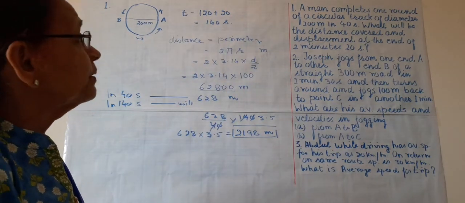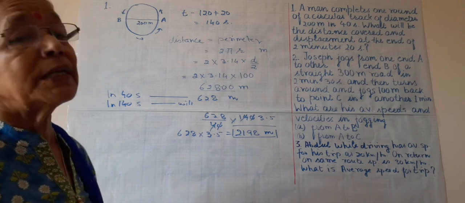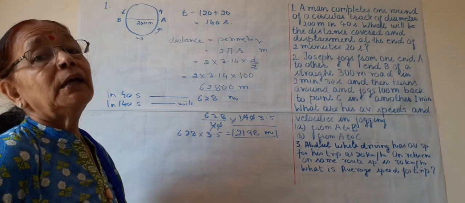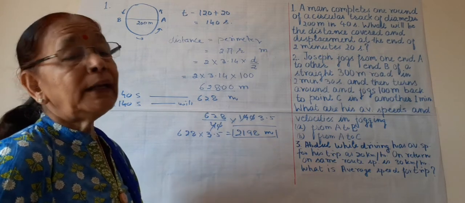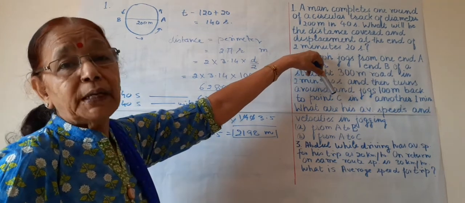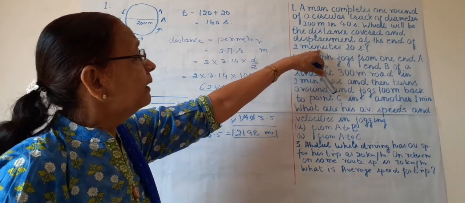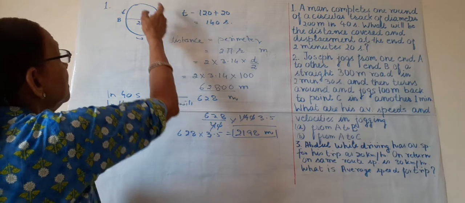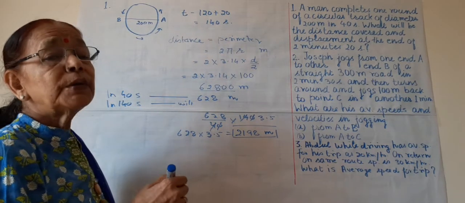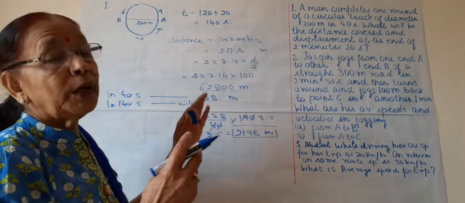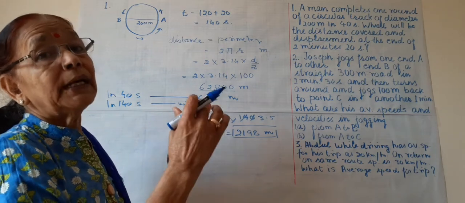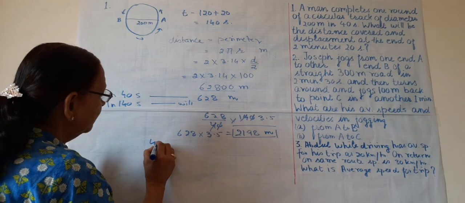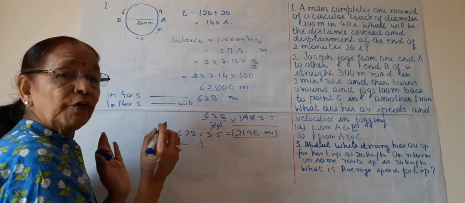Now for displacement. How much is the displacement? We should know the final position of the man after this much time. So how do we know the final position? Suppose this is the initial position. He is doing like this. First we should calculate how many rounds he took. In 40 seconds he has taken one round.